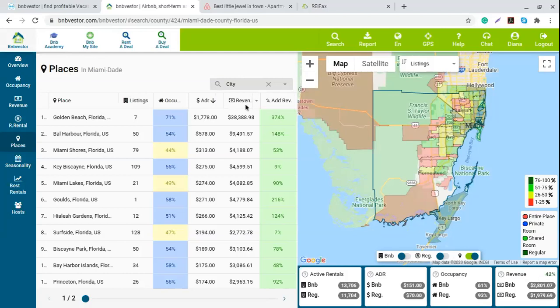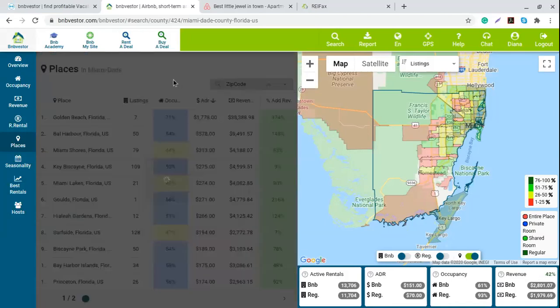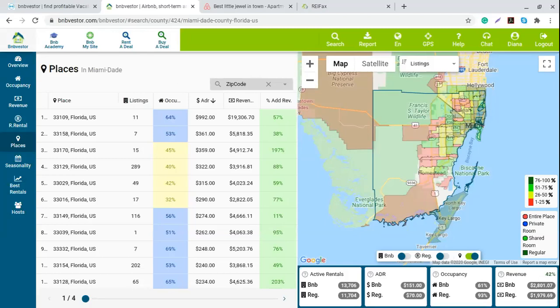This is the best part. Which cities or which zip codes? I can go ahead and change this to zip codes, and let's see which zip codes in Miami-Dade are going to give me the best revenue.